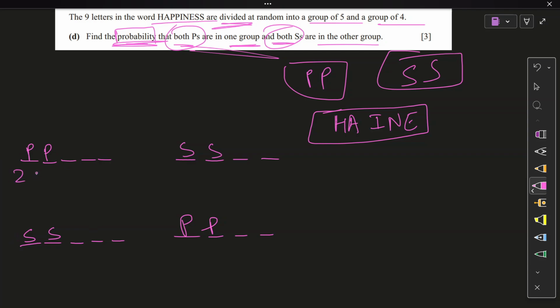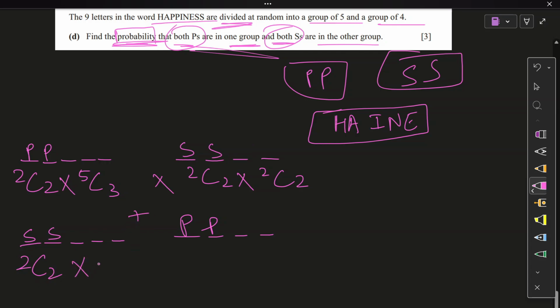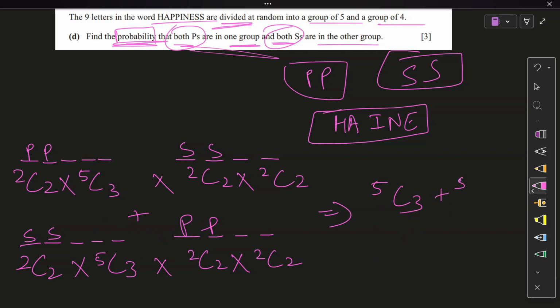How many P's did we have? 2, all 2 selected. Out of the non-repeating, we'll have these 3 positions filled. Then 2C2 for these 2 S's, and then lastly 2 letters remaining from here. 5 minus 3 is 2. 2 letters remaining there. 2C2 for these 2 positions. 2C2 for these 2 S's. By the way, there's addition here. 5C3 here. Then we have 2C2 for these and 2C2 for that. Now all these 2C2s are just 1, right? So we have 5C3 here plus 5C3 here. Right, that is our numerator.